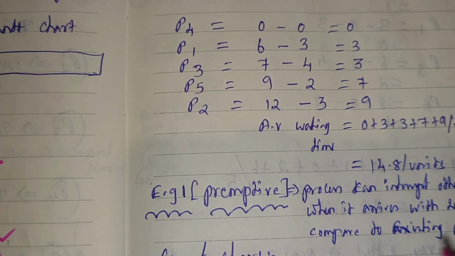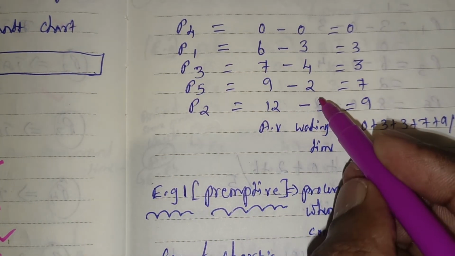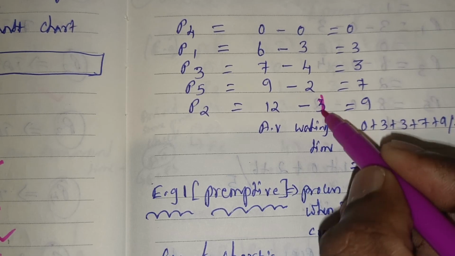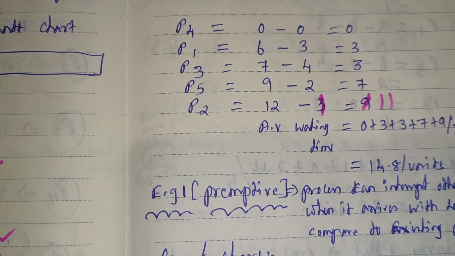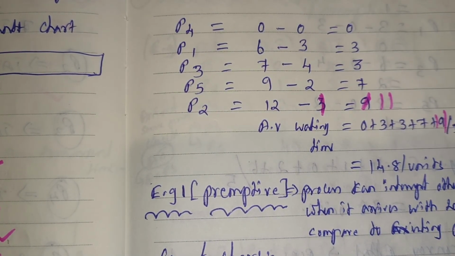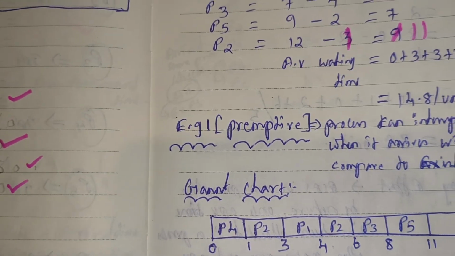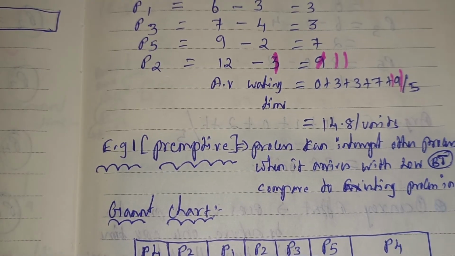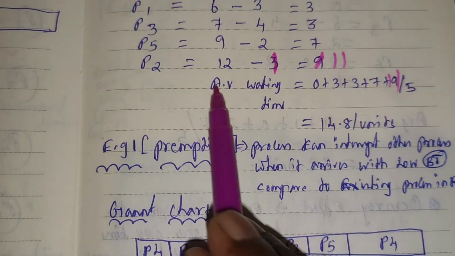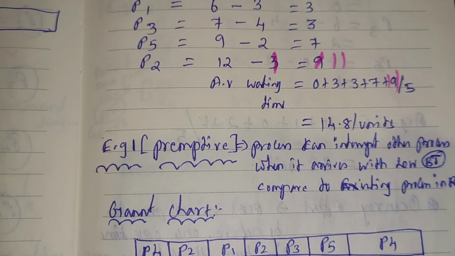So here it is 12 minus 1. Why? Because the process arrived at 1. It's a mistake, it is 11. So it is 11 divided by 5. You can calculate the total average waiting time by adding each and every process and dividing by 5.